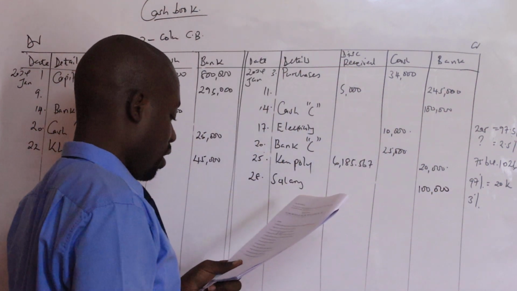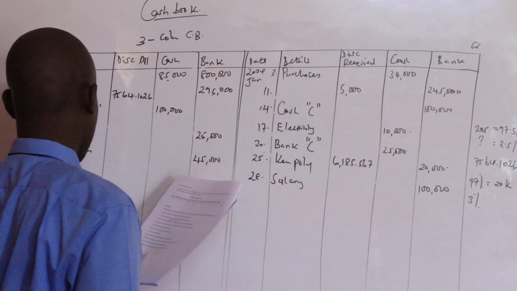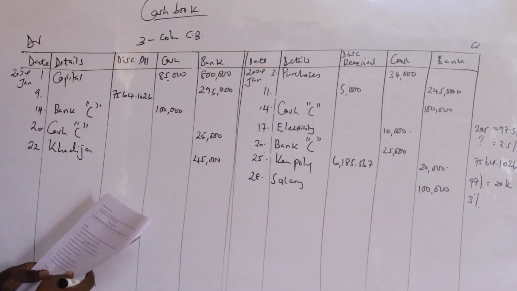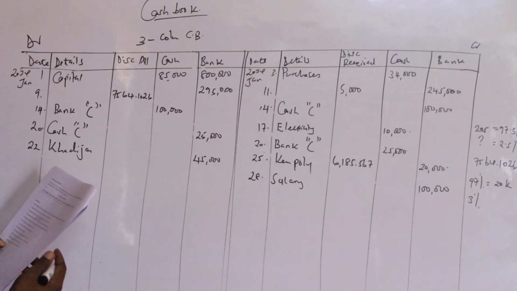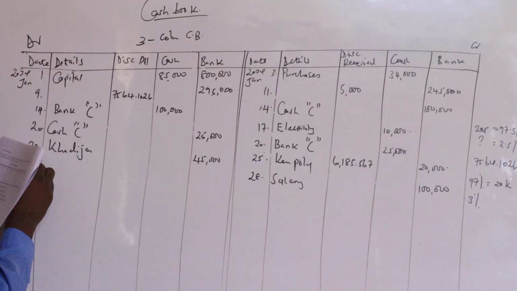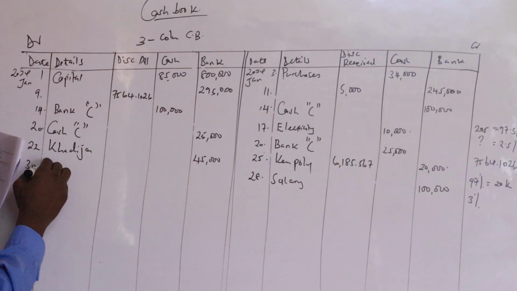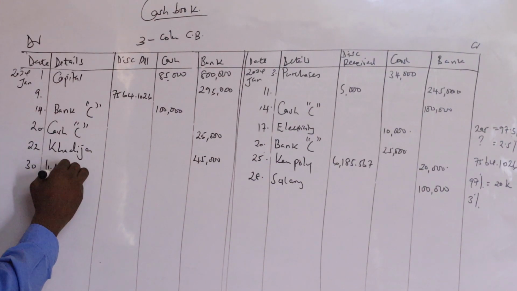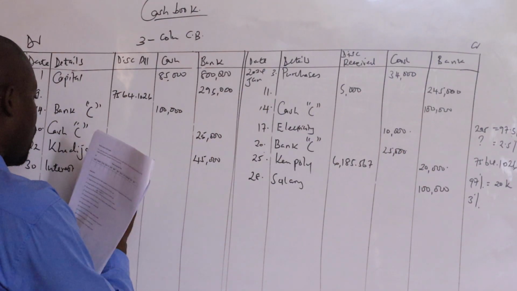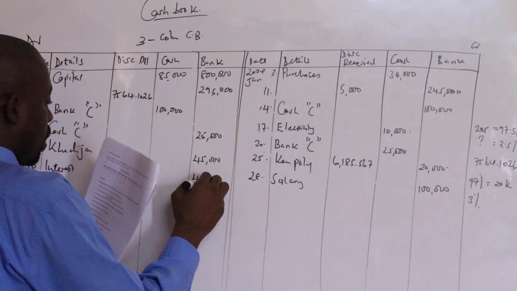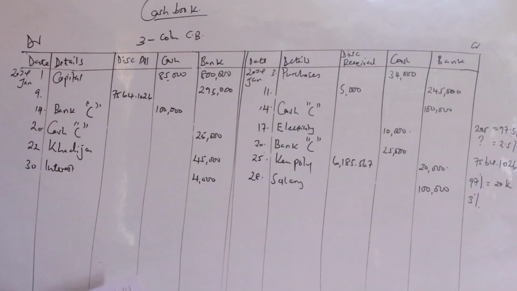Next is on 30th, received a receipt. It's an inflow, an increase in asset. So which mode of receipt is it? By bank on 30th. That is interest, which is an income from investment. You see the interest of 4,000 by check, and that's how we record it.